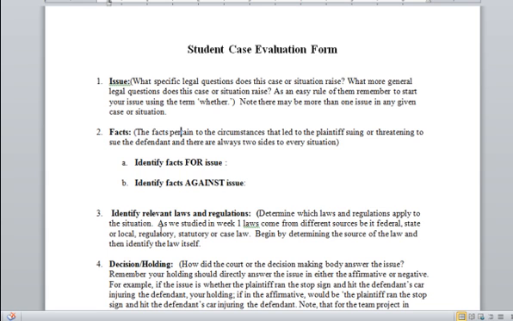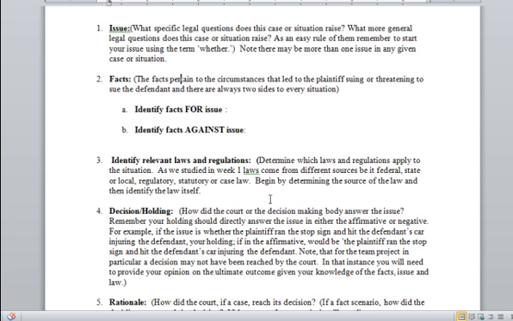Now that takes us down to section 3, which is identify relevant laws and regulations. The laws and regulations that you're going to identify are those that were specifically needed in order to reach the decision. So for the case you're evaluating, you have to look at what law was needed and what law was utilized with regard to the issue that had to be answered in the case. And that's what we're talking about when we talk about relevant laws.